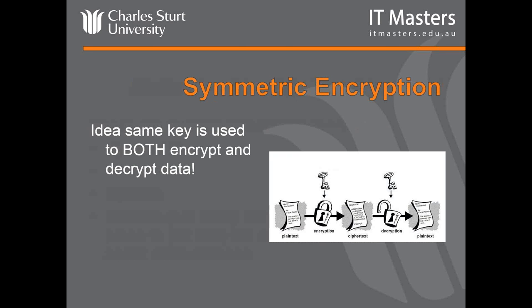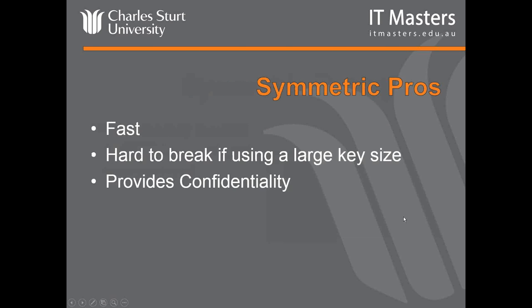So symmetric, once again, the same key is used to encrypt and decrypt. It's fast, hard to break if we have a large key size, and gives us confidentiality. Symmetric gives us confidentiality. That's the main thing here. We can't say that we have other things like integrity or whatever else, because although there are some symmetric key integrity schemes, we can't necessarily authenticate using a pure DES key, that sort of thing. We need to do other things with it to get all that.